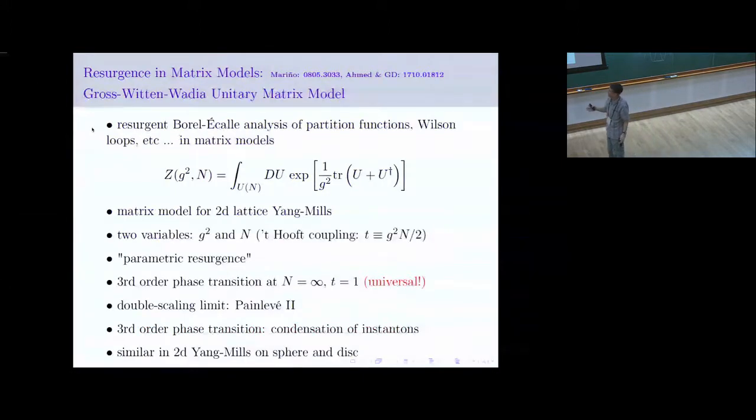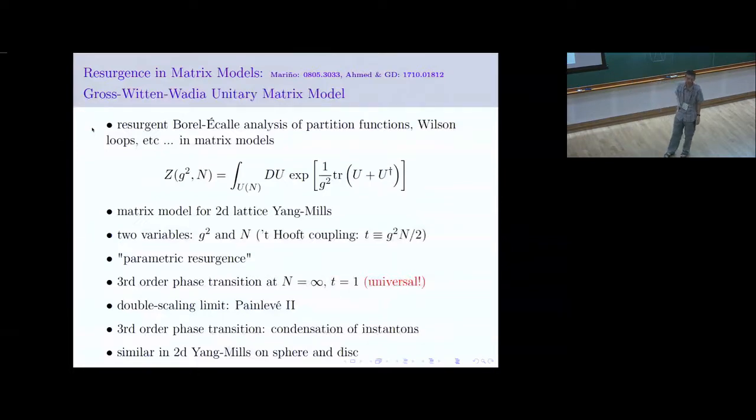Matrix models is a huge field, so I'm going to pick one, but I think this is representative enough of some of this interesting physics. So I'm going to talk about this Gross-Witten-Wadia model, which is this unitary matrix model with an action that's some generalization of the cosine function, U plus U dagger, and it's the integral over unitary n by n matrices. Okay, so this is a very famous model.